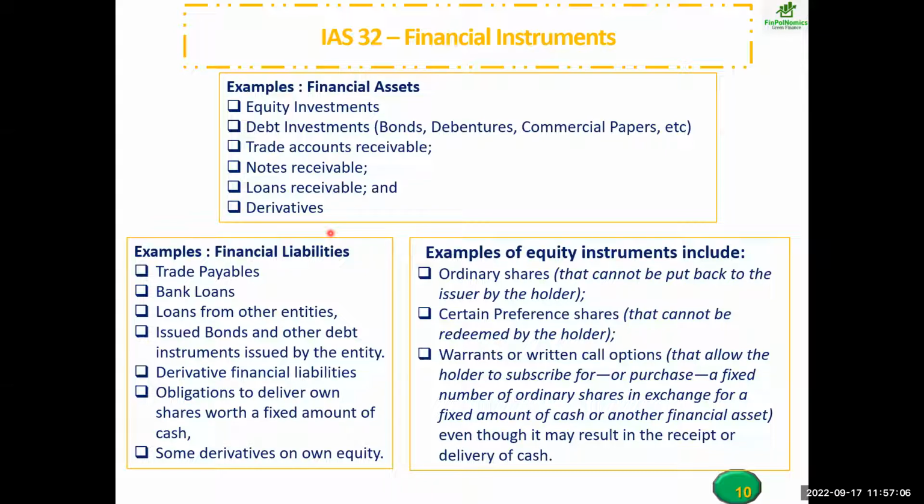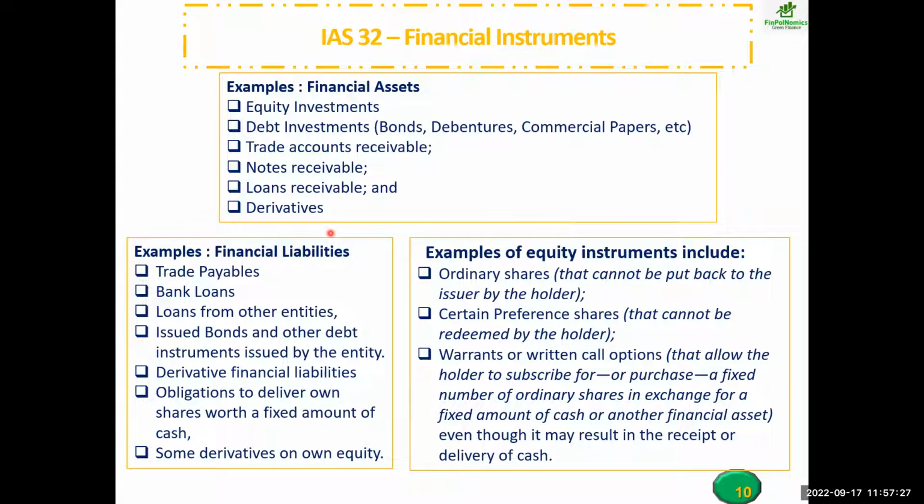Okay, and finally, examples of equity instruments: ordinary shares that can be put back to the issuer by the holder, and certain preference shares. The word certain there means not all preference shares might qualify as equity. Some qualify as equity, some qualify as financial liabilities.